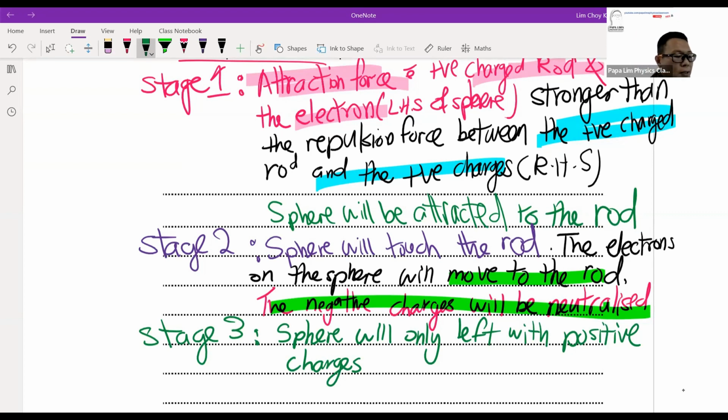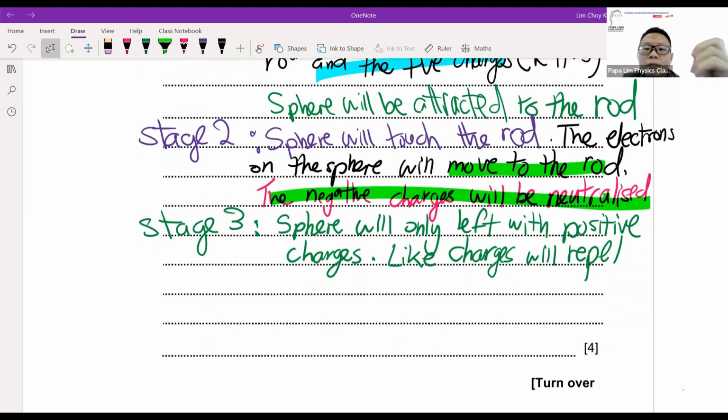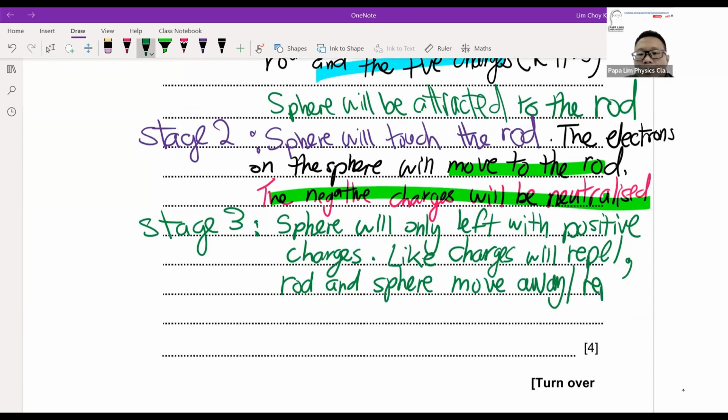So now when you have positive charge, your positive charge sphere is on the right, and you have a positive charge rod on the left. When they touch, like charges will repel. The rod and the sphere will actually move apart, move away, repel from each other.